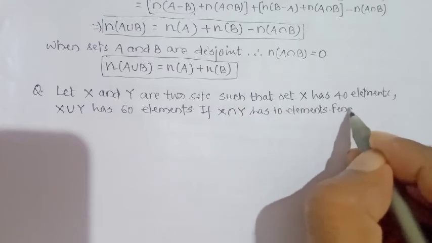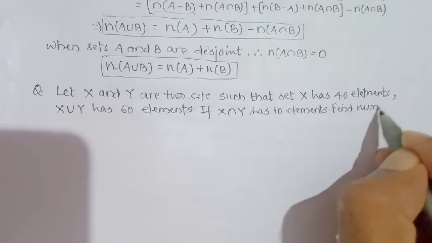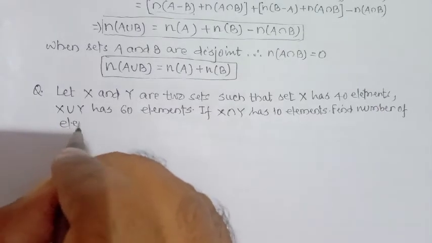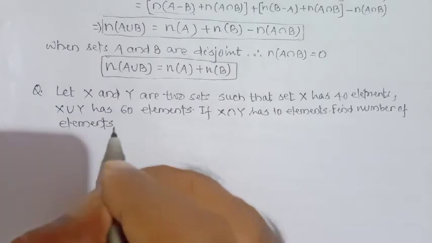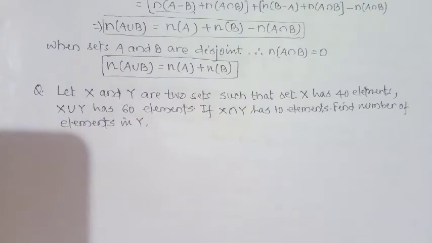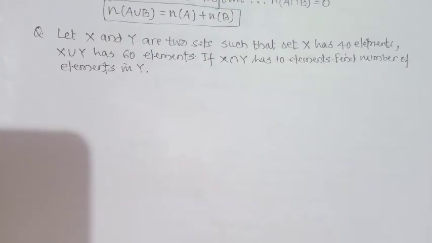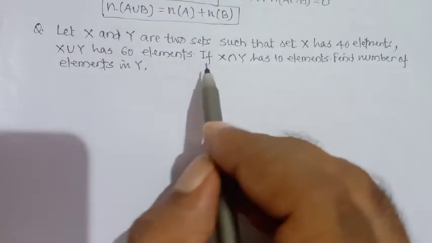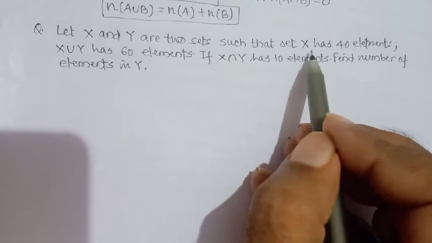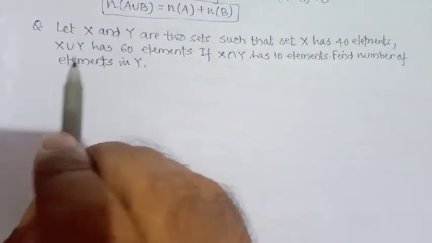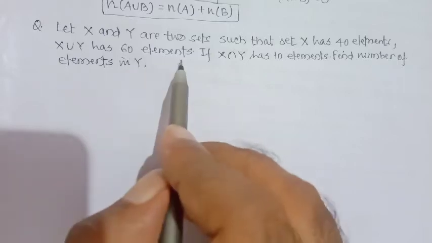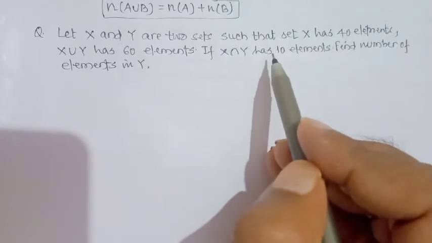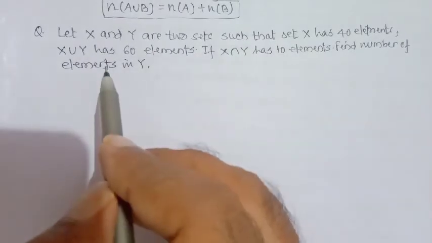Find the number of elements in set Y. See the question. X and Y are two sets such that set X has 40 elements, X union Y has 60 elements. If X intersection Y has 10 elements, then find the number of elements of Y.